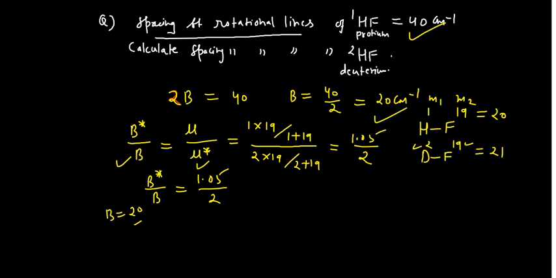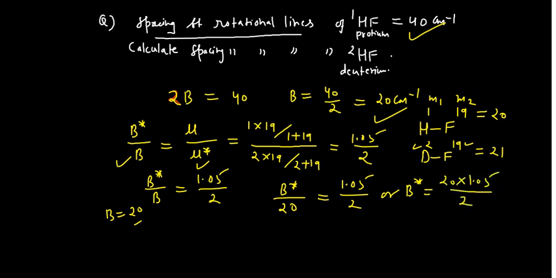So what you can do, you can write b star divided by 20 equals 1.05 divided by 2, or on simplifying you are having b star equals 20 times 1.05 divided by 2, and that will give you 10.5. So you are having what? B star is 10.5. So your answer is 10.5.